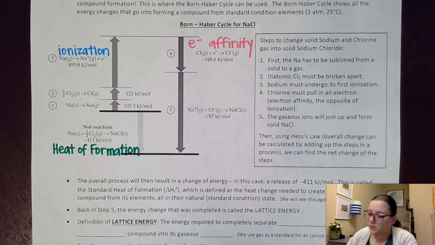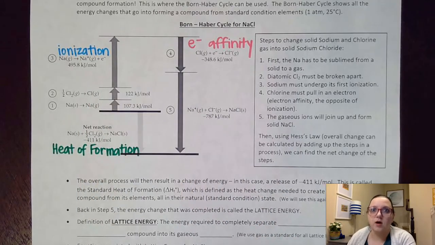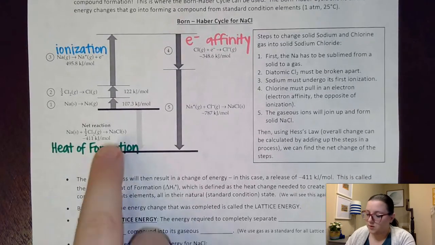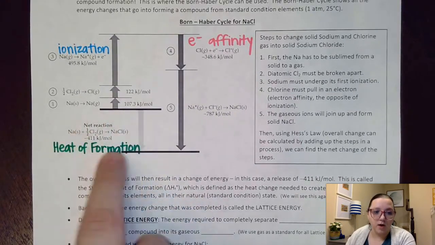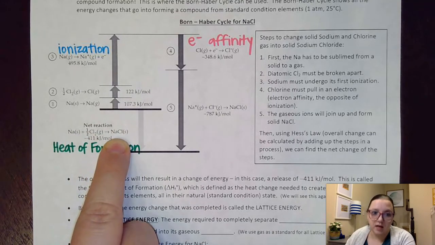So with that said, we have all these processes that had to occur in order to form sodium chloride from neutral sodium and neutral chlorine. And long story short of it, we end up here with a net overall process. Here's our sodium, our chlorine coming together to form NaCl. Not the ions, but the original atoms that we had.